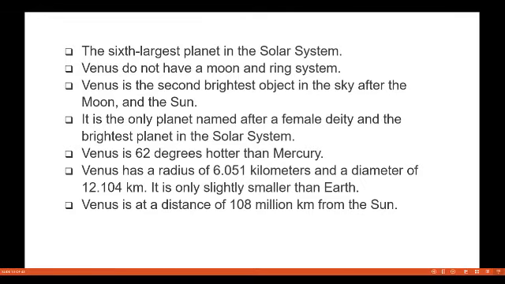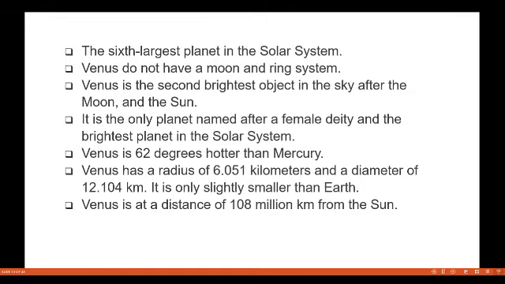Venus is the sixth largest planet. Venus does not have a moon or rings. Venus is the second brightest object in the sky after the moon and the sun. It is the only planet named after a female deity and the brightest planet in the solar system. Venus is 62 degrees hotter than Mercury. Venus has a radius of 6,051 kilometers and a diameter of 12,104 kilometers. It is only slightly smaller than Earth.